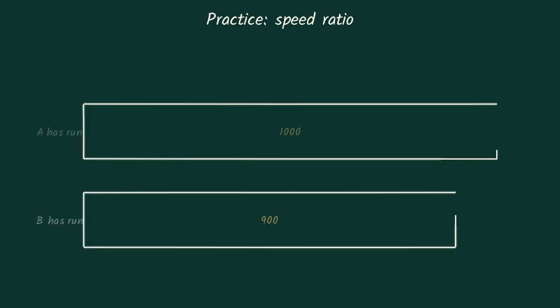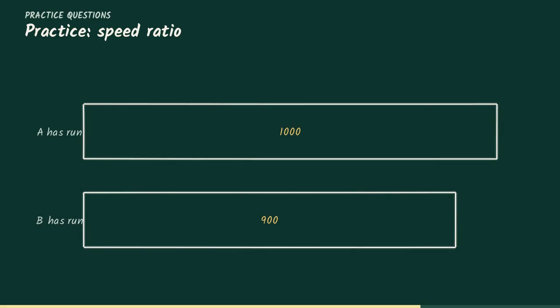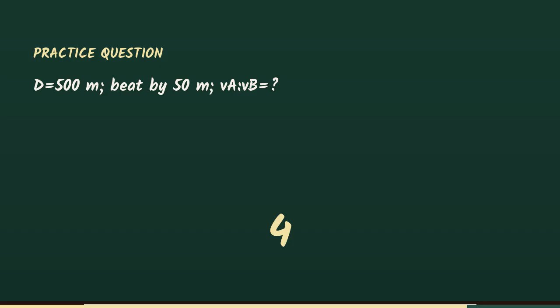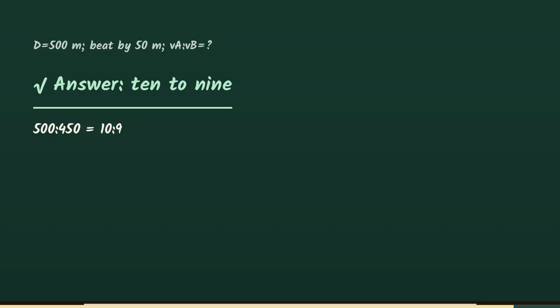In a 500-meter race, A beats B by 50 meters. What is the ratio of A's speed to B's speed? The answer is 10 to 9. When A runs 500, B runs 450, so 500 to 450 simplifies to 10 to 9.